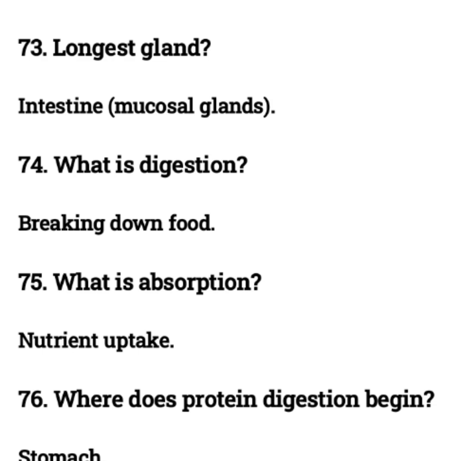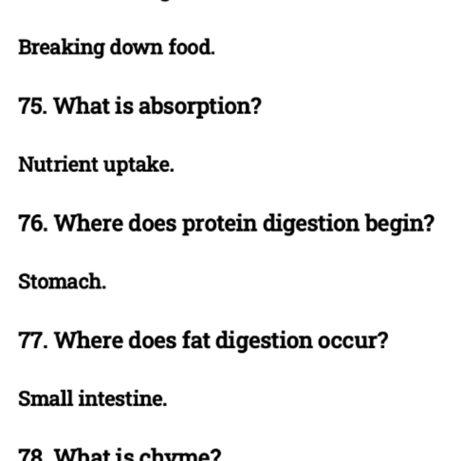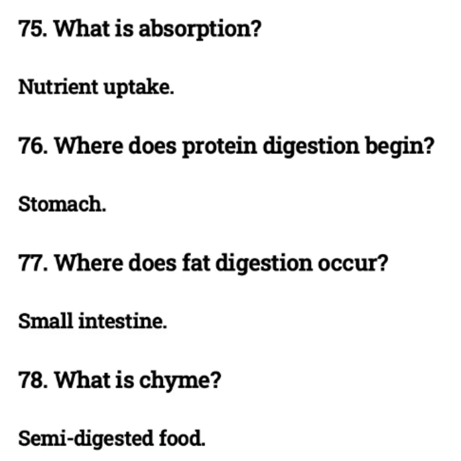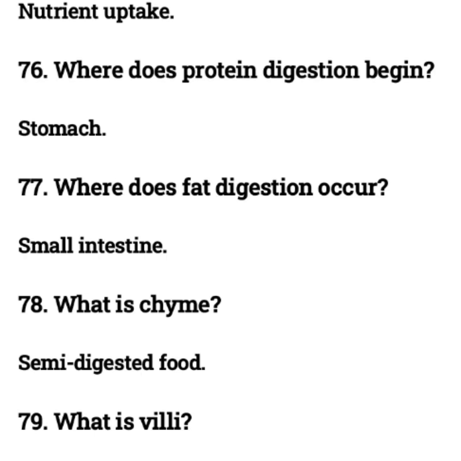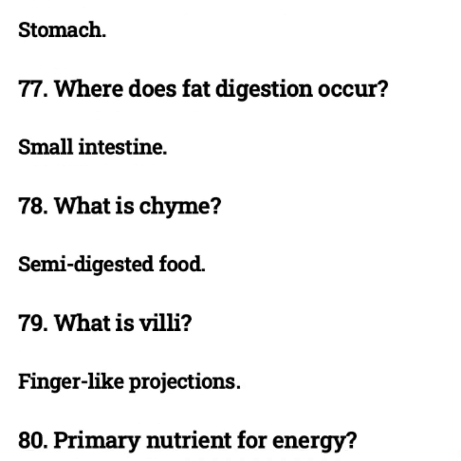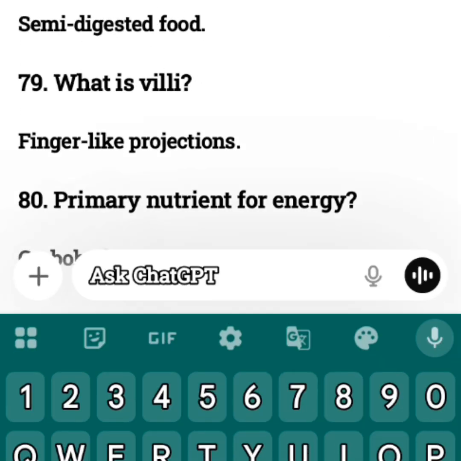Where does protein digestion begin? Stomach. Where does fat digestion occur? Small intestine. What is chyme? Semi-digested food. What are villi? Finger-like projections. Primary nutrient for energy, carbohydrates.